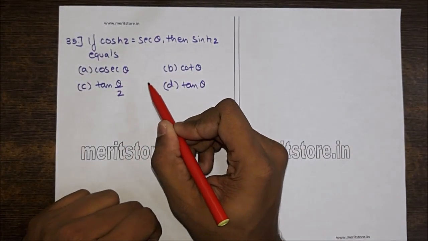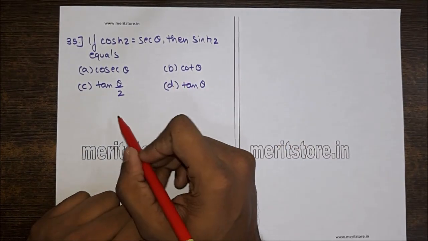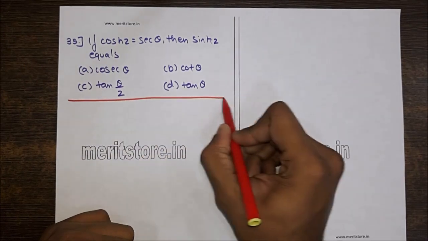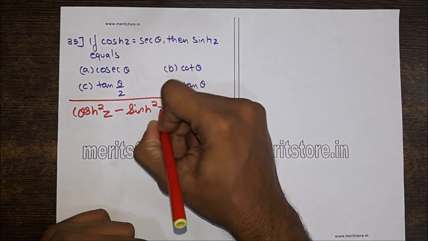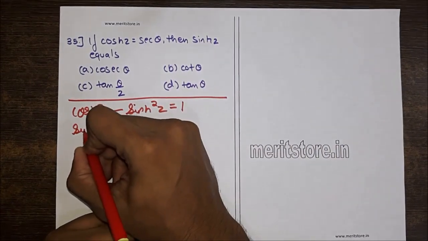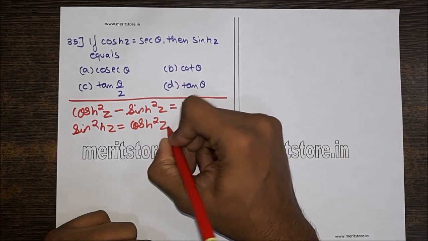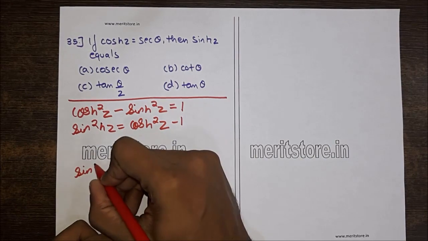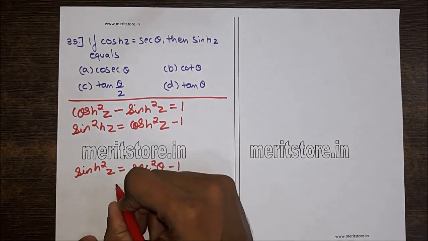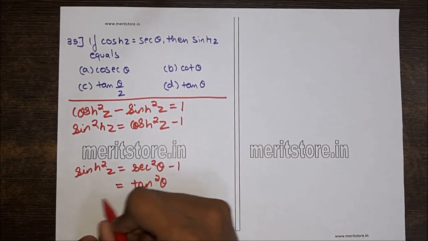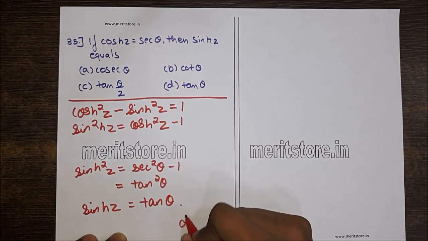If cos hyperbolic z is equal to sec theta, then sin hyperbolic z equals option A cosec theta, option B cot theta, option C tan theta by 2, or option D tan theta. We know that cos hyperbolic square z minus sin hyperbolic square z equals 1. Therefore, sin hyperbolic square z is equal to cos hyperbolic square z minus 1, giving us sin hyperbolic square z is equal to sec square theta minus 1, which gives us tan square theta. Taking root on both the sides, sin hyperbolic z would give us tan theta, which is option D.